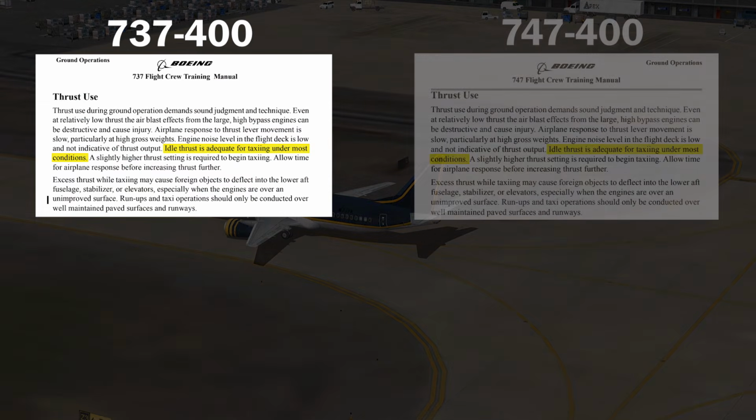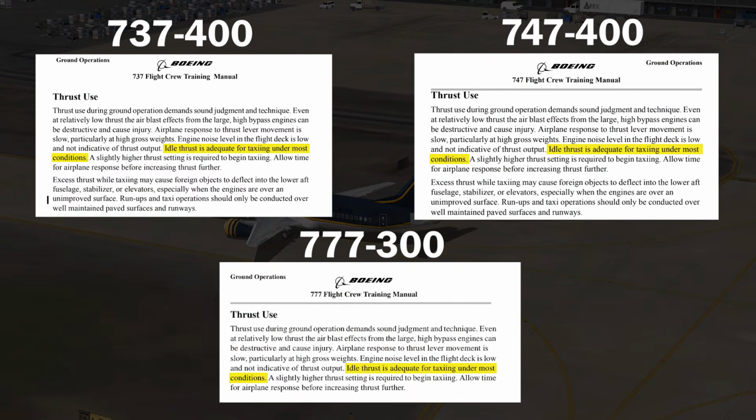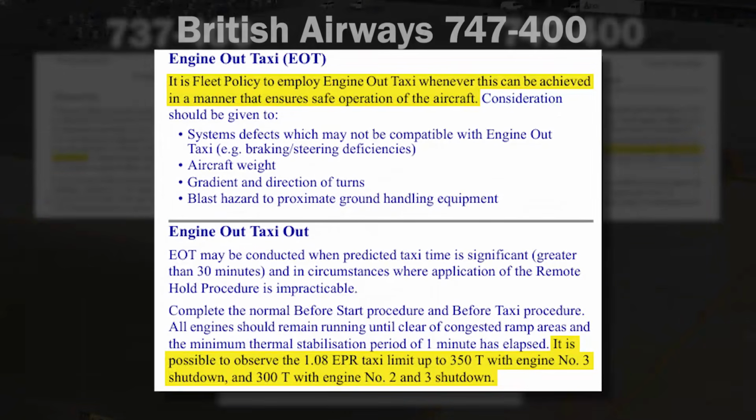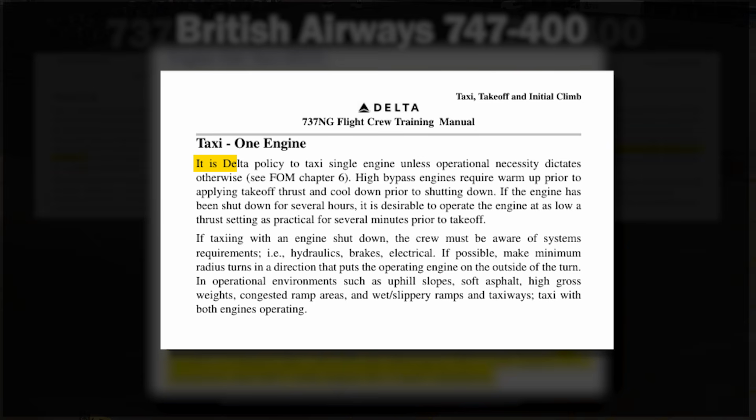All of these real-world aircraft have manuals stating that the aircraft can be taxied with idle thrust. Indeed, the 747 can be taxied on just 3 or even 2 engines, depending on the aircraft's gross weight, and most twin-engine jet airline operators around the world taxi their aircraft as much as possible on a single engine to save fuel. What gives?